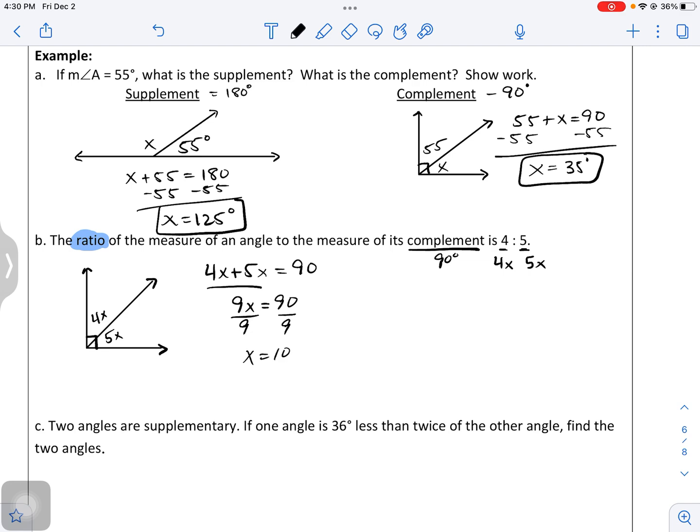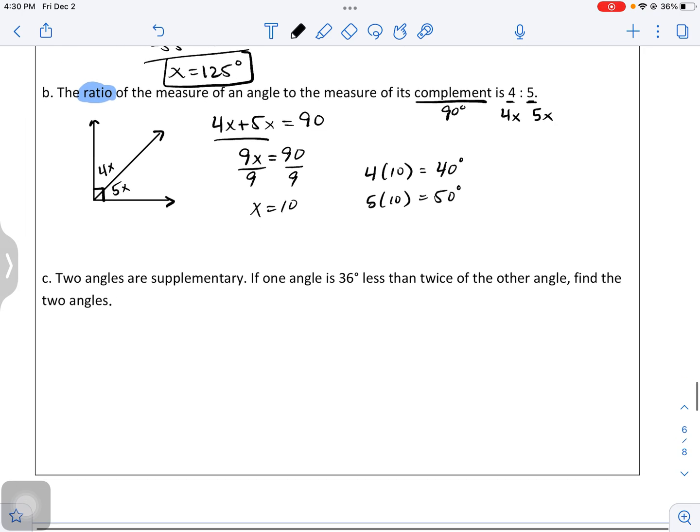Usually in here, it doesn't really ask us what we're asking for. It doesn't ask for x. It doesn't ask for the measures. So it kind of leaves us hanging as to what we're asking. It could go a couple ways. One, it could ask you what x is, and then we would stop right here and say x is 10. Two, it could ask us what each of the angle measures is. If I wanted to know what each of the angle measures are, I'm just going to plug it in. One of the angle measures is 40 degrees, and one of the angle measures is 50 degrees. So it depends on what exactly we're being asked, because it doesn't really tell us right there.